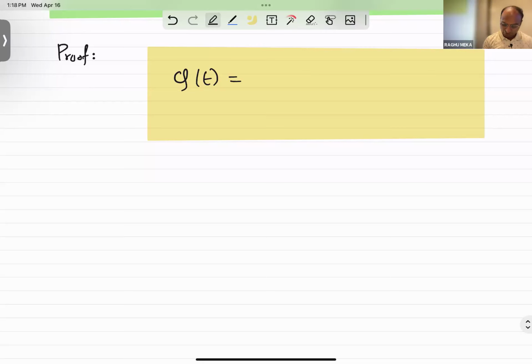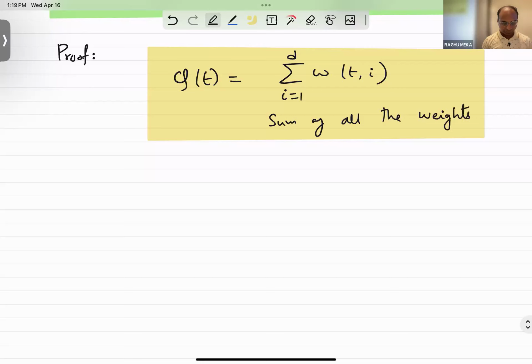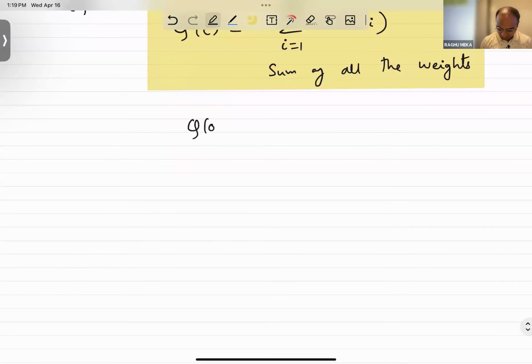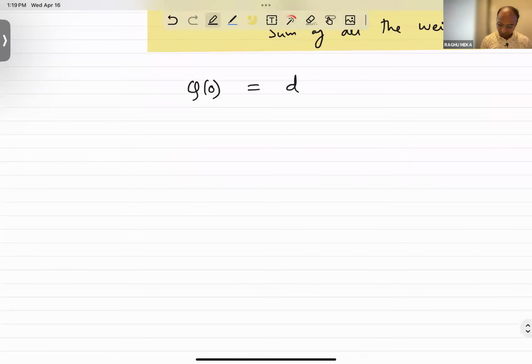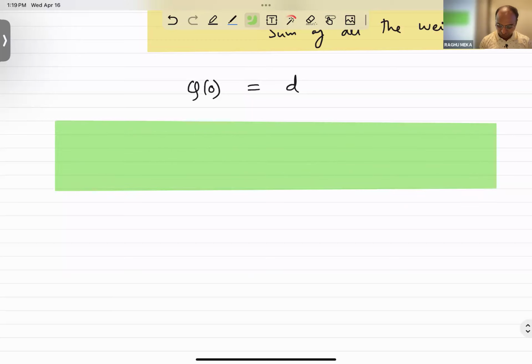Okay, so phi of t is just going to be the sum of all of the weights of the experts after day t. So sum of all the weights, right? That means phi of 0 is actually d, because every expert started out with a weight of 1. And then we will show the sort of claims as before.